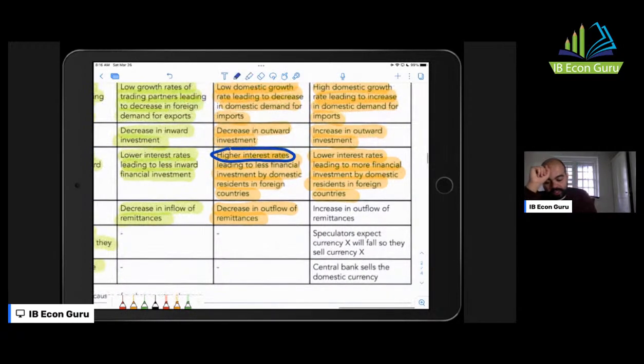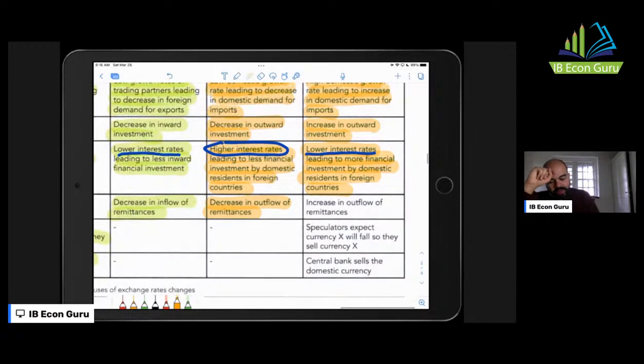Lower interest rates will lead to a decrease in foreign demand for your currency and an increase of supply of your currency on the foreign exchange market. Maybe there's an increase in the outflow of remittances. A lot of foreigners living and working in the United States don't feel safe leaving their money in the United States. They're sending them back home. There's an increase in outflow of remittances.